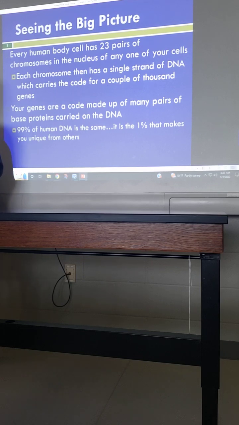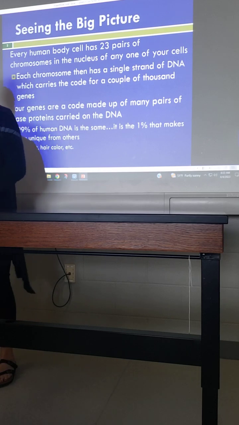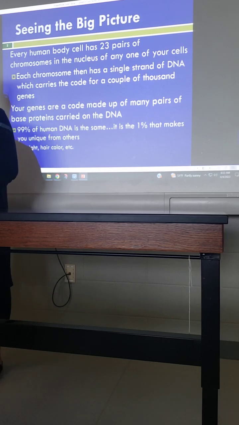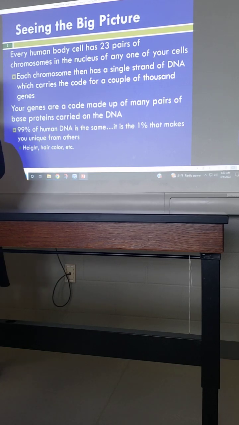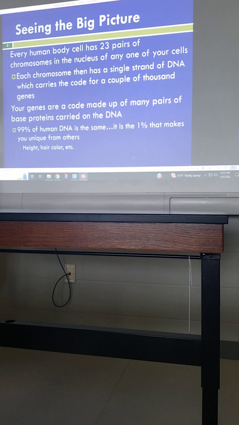We're all the same, let's just get along. So sometimes we could learn from science. A lot of times we could learn from science. And obviously that 1%, a lot of it is those physical things that we see. Height, hair color, skin tone, all those different things. Sometimes we get so hung up on that 1%, unfortunately.